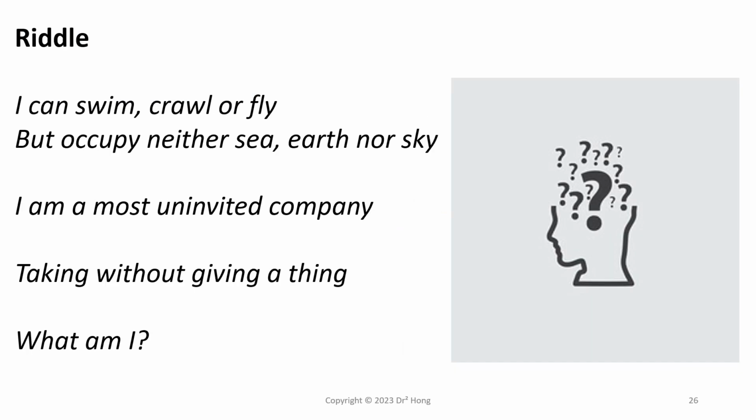Before we move to the final section of this lecture, let's look at this riddle. I can swim, crawl, or fly, but occupy neither sea, earth, nor sky. I'm a most uninvited company, taking without giving a thing. What am I?